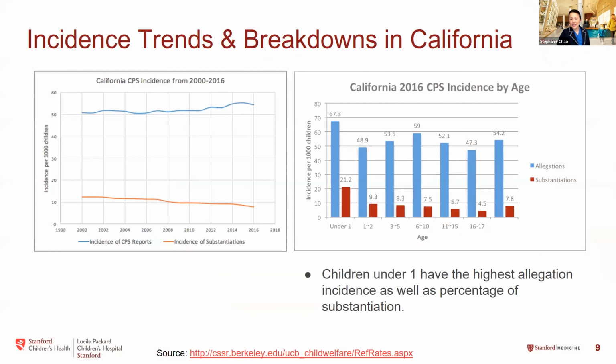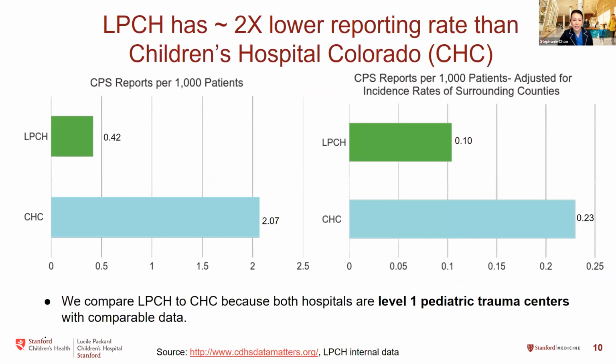So looking at the current state, specifically at Packard, we have to look at the backdrop in California. Incidence rates of child abuse in California are presented here. The blue line on the left figure shows the CPS report rates, and the orange line is the substantiation rates. It's been pretty steady for the last 10 years or so, about 50 cases per 1,000 children with a substantiation rate of about 20%. And the figure on the right shows again that children under the age of one have the highest incidence rate of child abuse as well as substantiation.